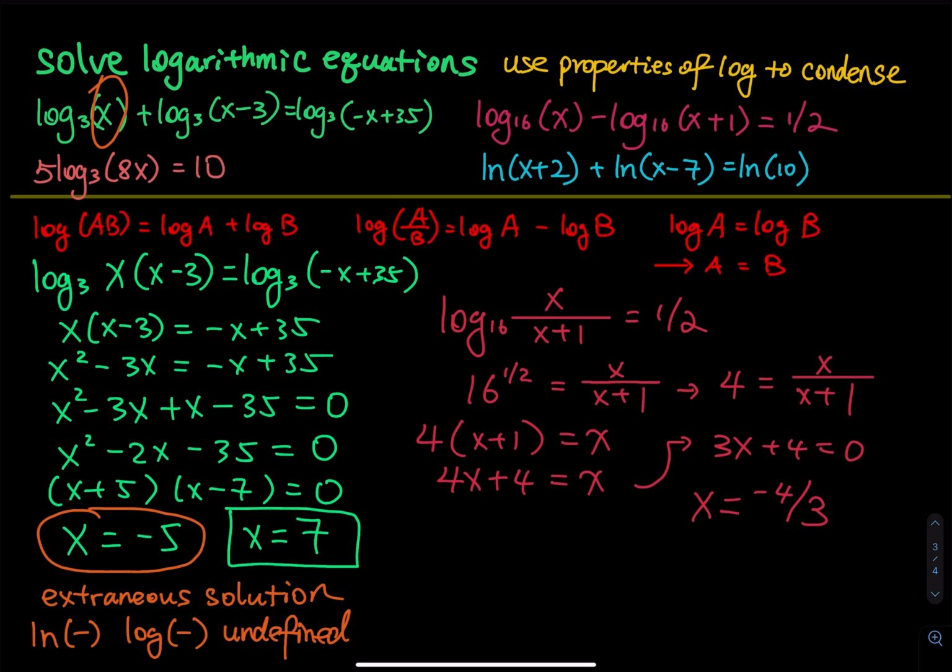What happened when you plug in this negative over here? I don't need to check the other parenthesis. Is log of negative defined? The answer is no. Log of negative, ln of negative, they are all undefined. I don't really care what the base is. So therefore, negative 4 over 3 is an extraneous solution.